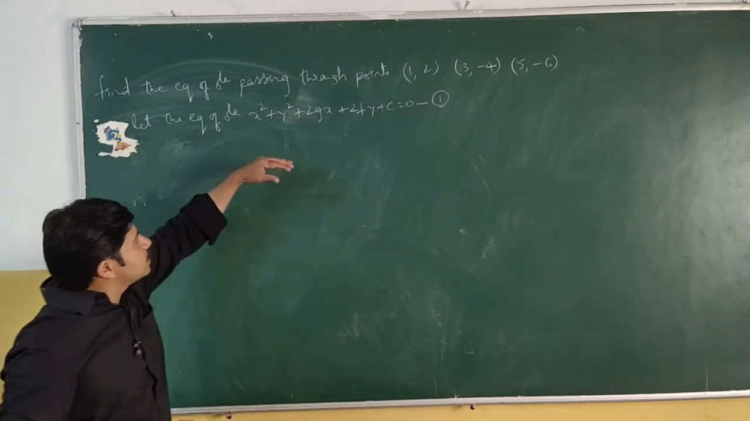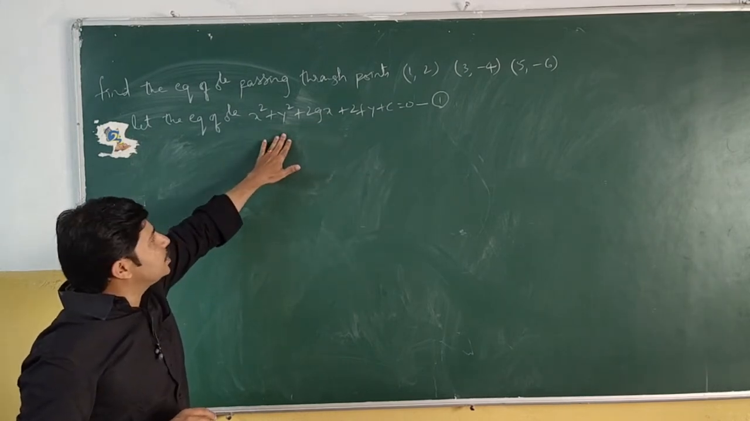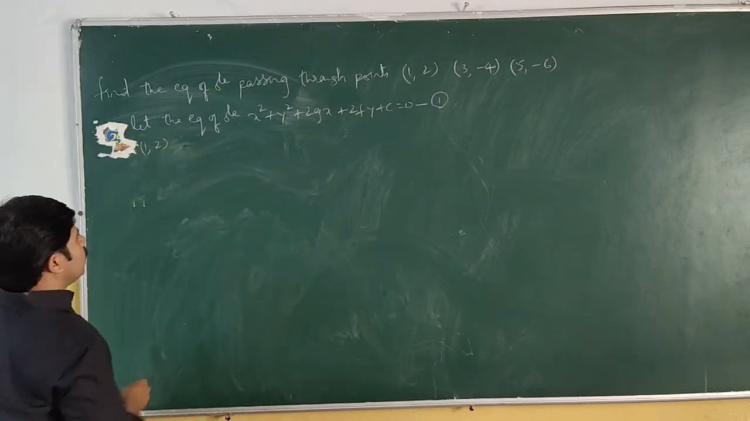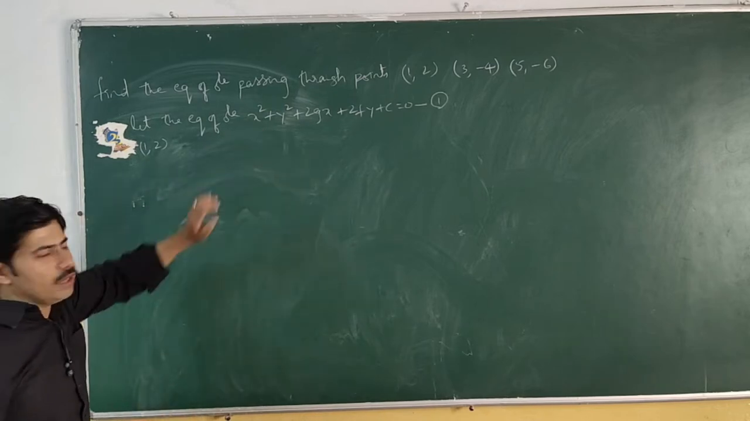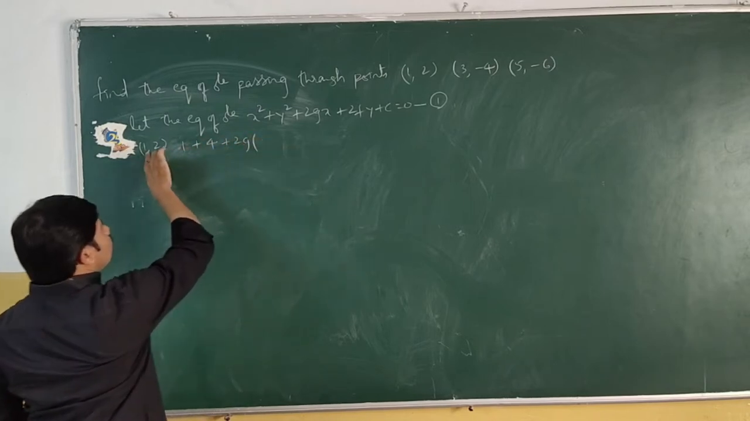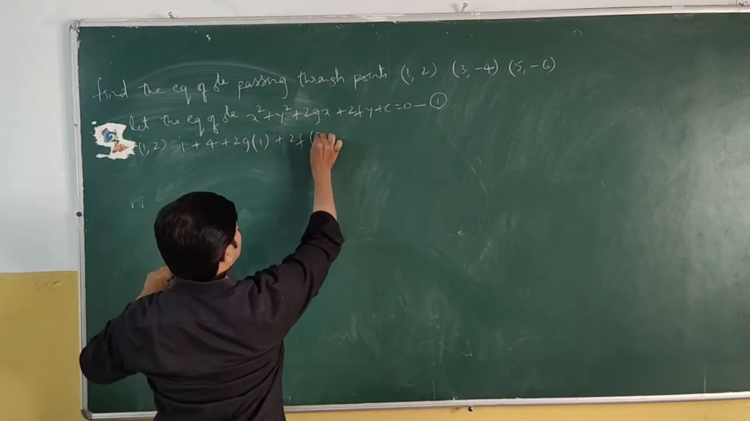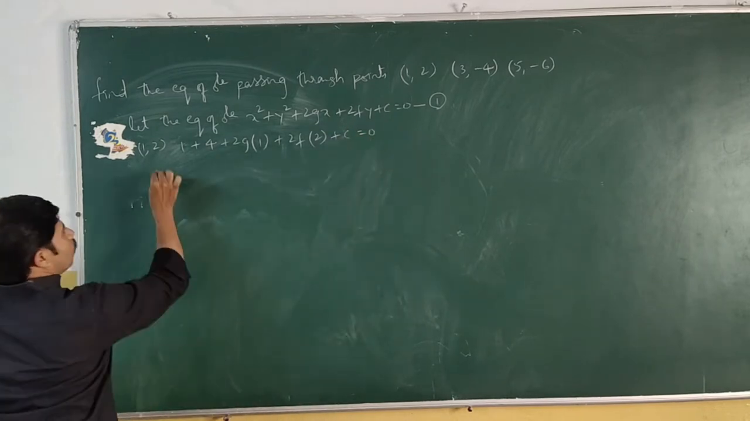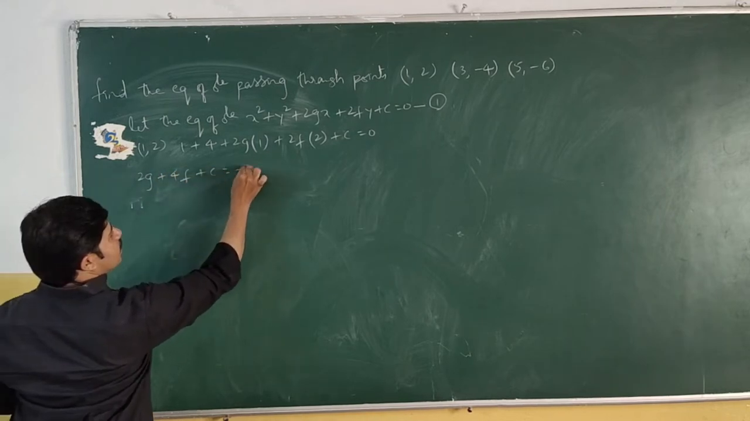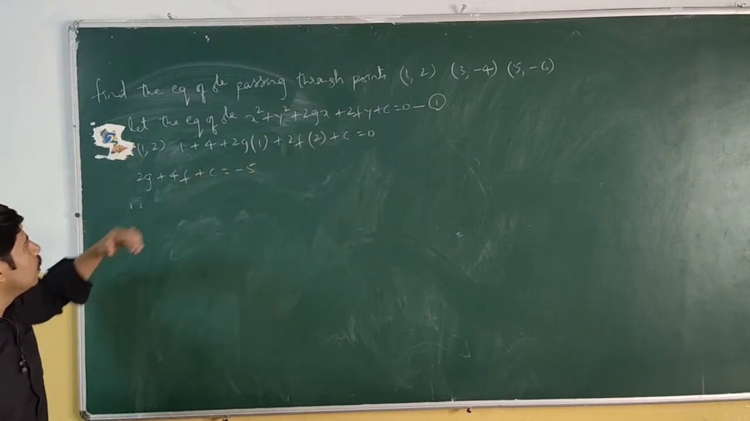As we did in the last class, same problem. Three points are given, we have to find the equation of the circle, so we are assuming the circle equation. Now the first point is (1, 2). Substitute (1, 2) in equation 1. We get 1 plus 2 squared, 4, plus 2g into 1 plus 2f into 2 plus c is equal to 0. So what we get here is 2g + 4f + c = -5.